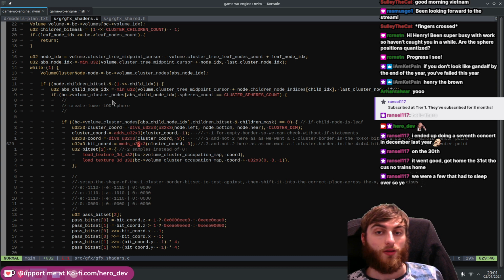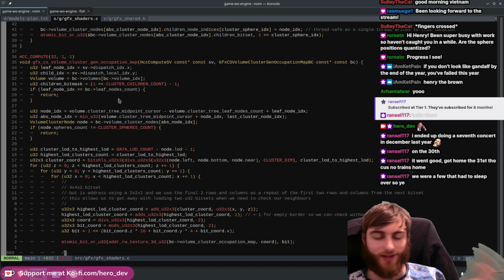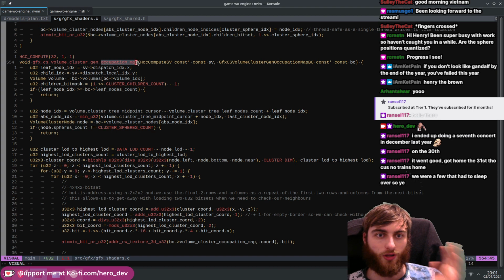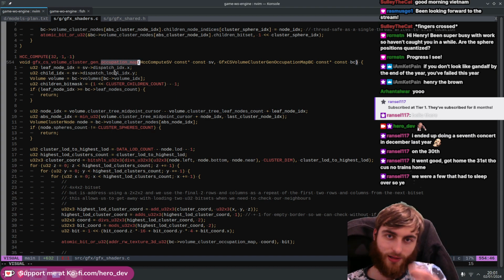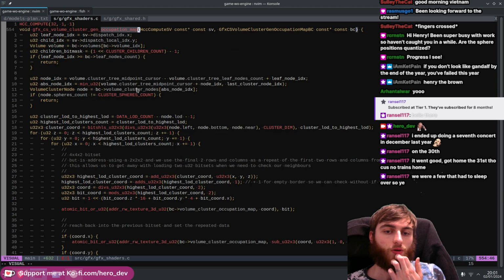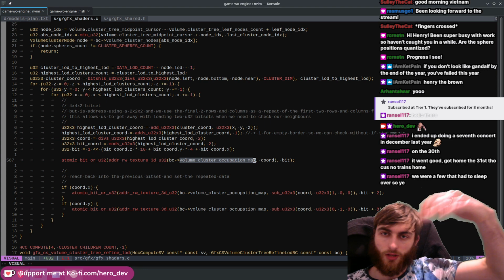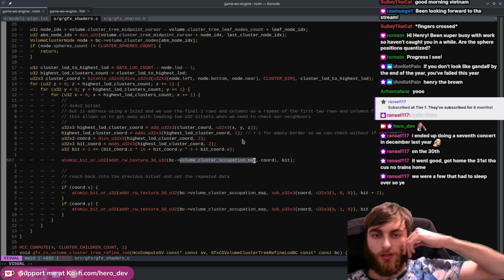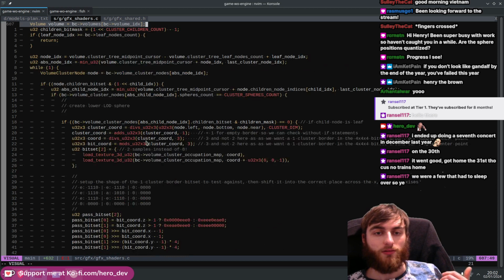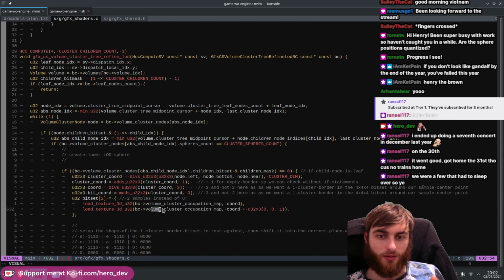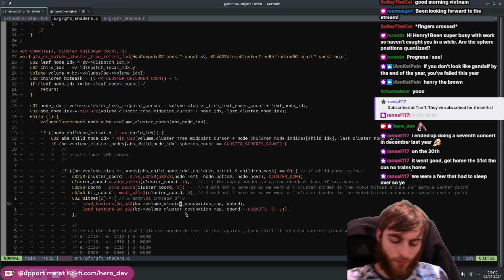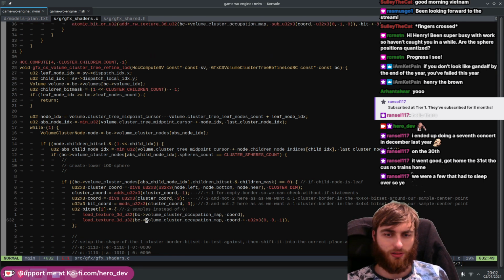Oh no. Right, that's another thing I forgot to say. I'm glad I remembered this. We build this occupation map, right, where each bit is a cluster. What we're writing to here is the lowest MIP, right? And then we build a full MIP chain going up to the lowest level of detail. So when we do our sampling here, we need to load from the MIP chain.